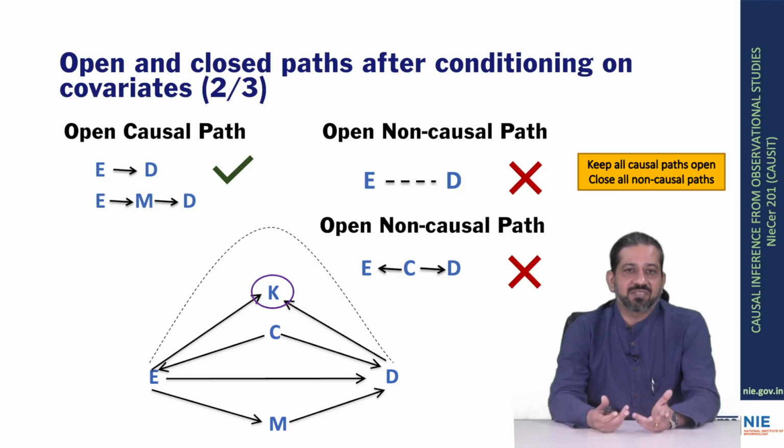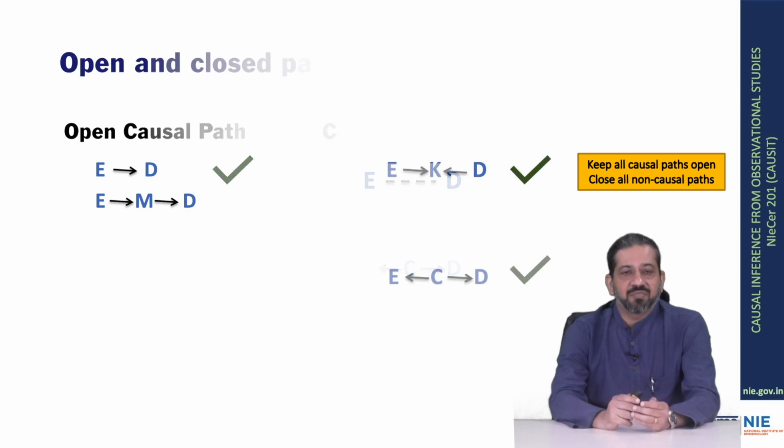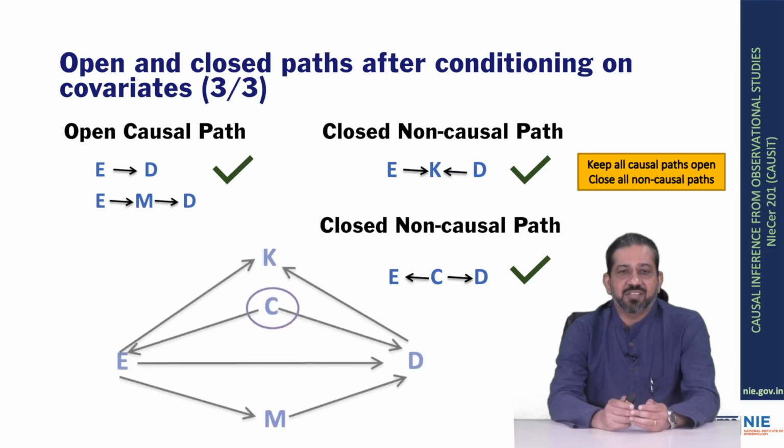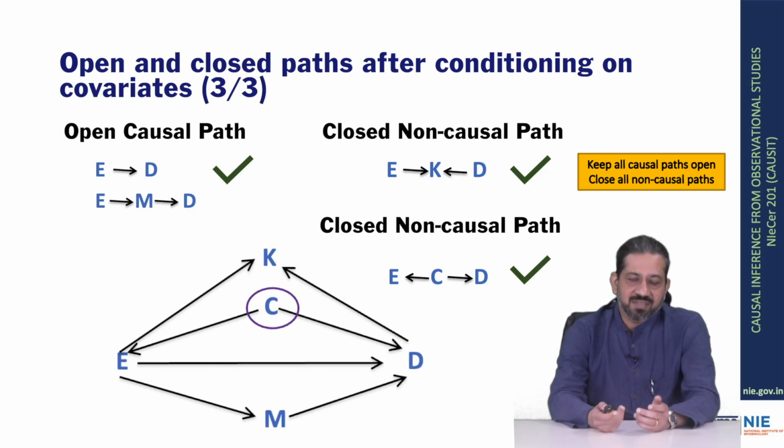So we have opened this non-causal path. And we also had another open non-causal path, which was ECD. So again, now we have created more problems for us in terms of making the causal inference between E and D. Finally, let's see what happens if we condition on our third covariate, which is C.